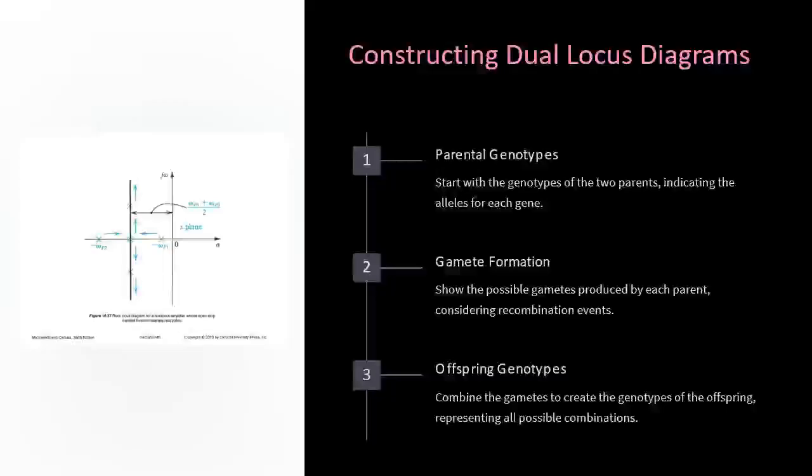So the possible gametes produced by each parent consider the recombination of the axes, which is nothing but events. Offspring genotypes means that when the two dual networks of the locus diagrams are constructed, they can be linear or non-linear, by constructing the genotypes of offspring representing all possible combinations of the x-axis and y-axis where omega and the resultant vector are equal to 0.